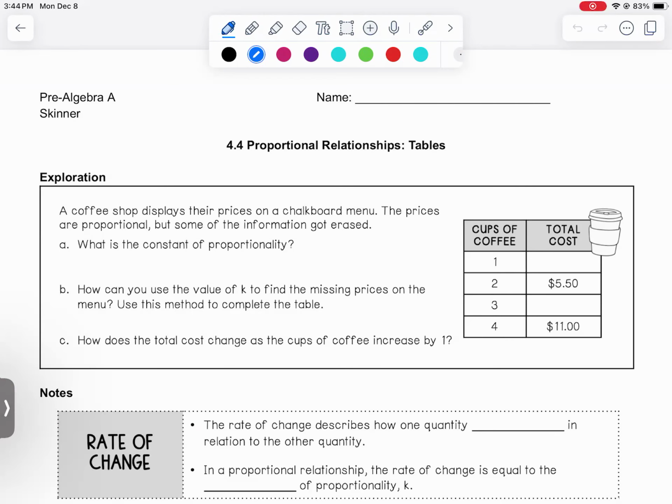Okay. Hi, everybody. Today we are doing 4.4 proportional relationships. We're looking at tables. So at this time, you're going to do your exploration. Go ahead and pause me while you do that and give it about 3 minutes to let everyone finish.